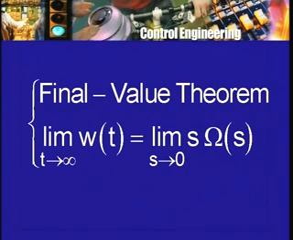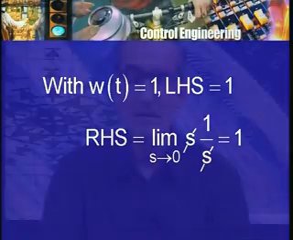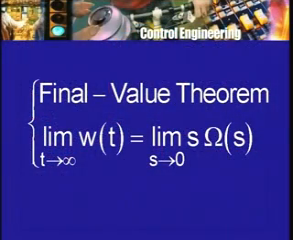Don't forget that. Of course, one can verify it very easily. If I take omega t equal to constant 1, then the limiting value is 1. Omega s, the Laplace transform, is 1 by s. If I forget the s factor, then I have the limit as s tends to 0 of 1 by s. That is not 1, that is infinity. But if I have the multiplying factor s, then of course, cancelling s and s, I will get 1. So this is just a way of rechecking whether what you have written down is correct or not. But you should remember the correct result. The final value theorem says the limit as t tends to infinity of omega t is equal to the limit as s tends to 0 of s omega s.